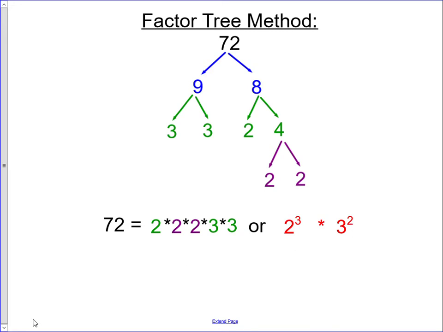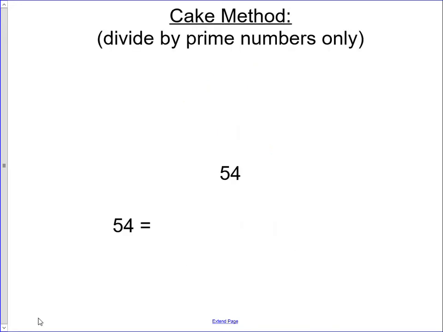Another method we call the cake method, and we're basically dividing up, and we can only divide by prime numbers. So I always like to see if it's even. I'm going to start with the smallest prime number, which is 2. So I'm going to divide this by 2. Well, 54 divided by 2 is 27. Well, 2 won't go into 27, so I'm going to check the next prime number, which is 3. Will 3 go into 27? Yes, it will. 3 goes into 27 9 times.